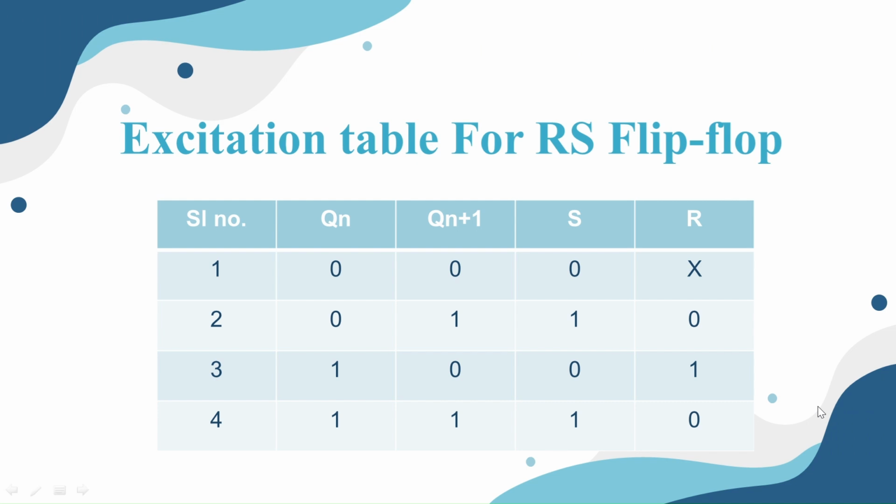The excitation table tells about the excitation required by the flip-flop to go from the current state to the next state. Here Qn is the current state, Qn plus 1 is the next state output, and S and R are the set and reset inputs respectively.